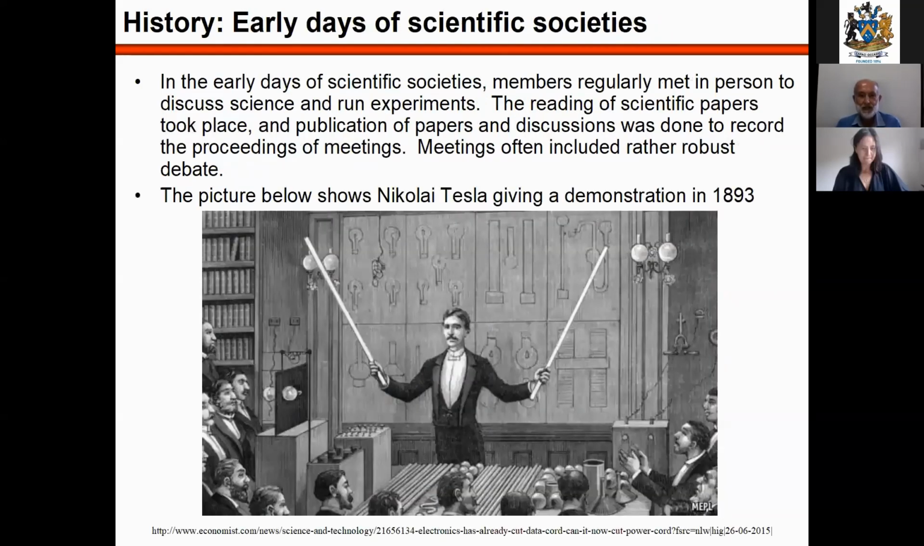In the early days of scientific societies, members used to regularly meet in person to discuss science and run experiments. They would read scientific papers, and then after the meeting had taken place, which often included rather robust debate, they would publish not only the proceedings of the presentation itself, but also all of the questions and debate would also be documented for posterity. The picture here shows Nikola Tesla giving a demonstration in 1893. Now, I don't have a photograph of what it would have looked like when SAIMM began in 1894, but I'm imagining there would be many similarities.